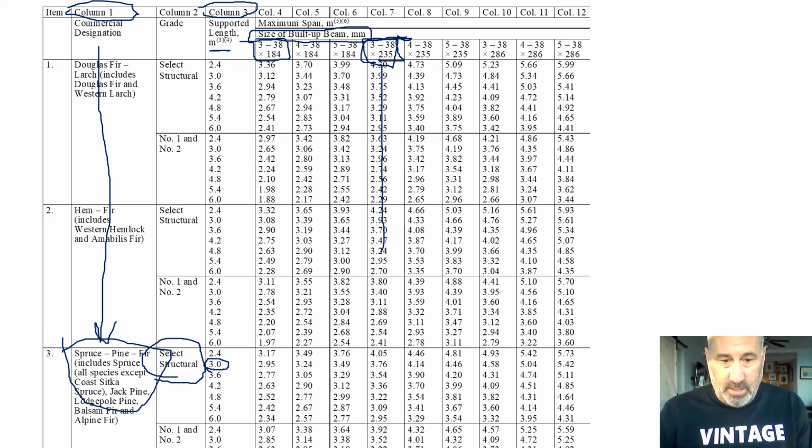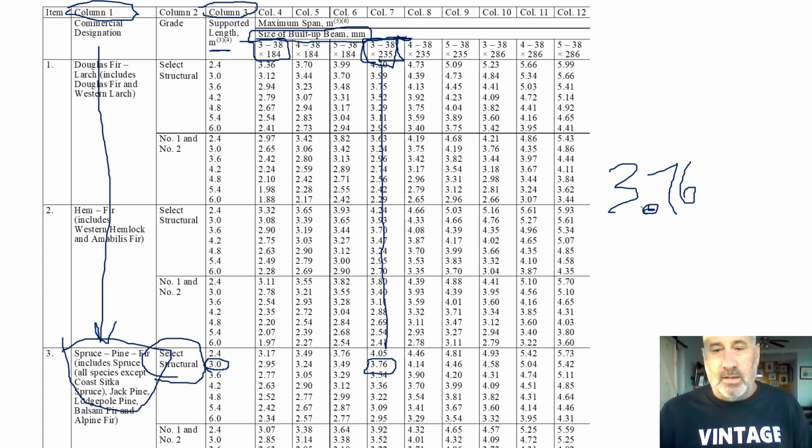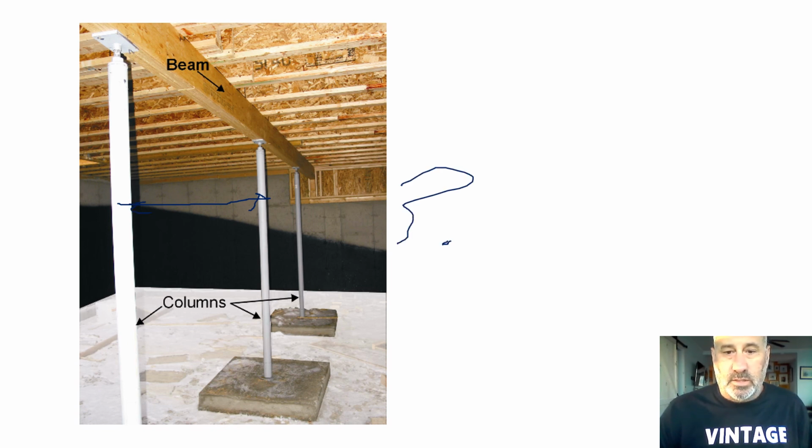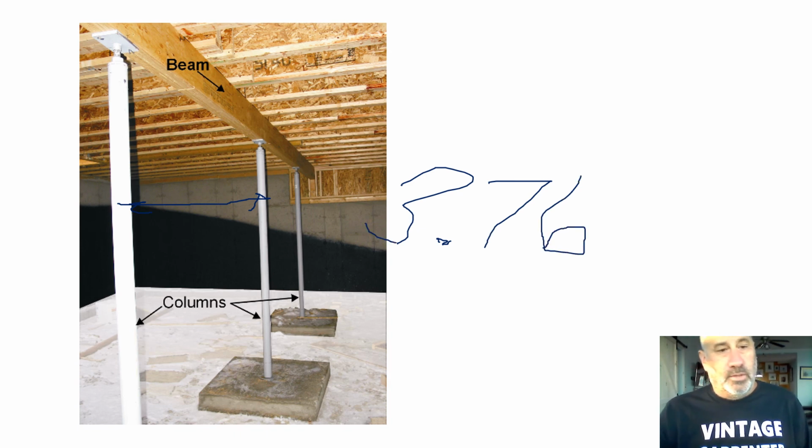And then we read that down in this column here. And 3.76 meters. 3.76 meters is our maximum span for the joist. So that means this post spacing maximum is 3.76. That's a lovely 3.76 meters in between those two posts.